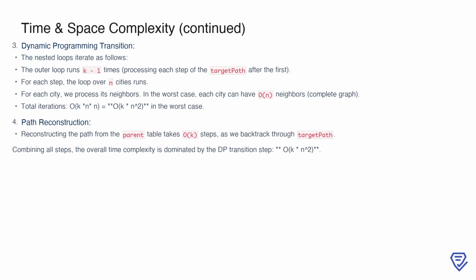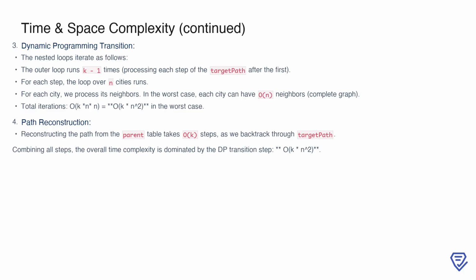The next step involves the dynamic programming transition, where most of the computational work occurs. Here, we use nested loops. The outer loop runs k-1 times, as we process each step of the target path after the first. For each step, we loop over all n cities, and for each city, we process its neighbors. In the worst-case scenario, if the graph is fully connected, each city can have up to n neighbors. Combining these iterations, the total complexity for this step becomes k*n*n, or k*n squared in the worst case.